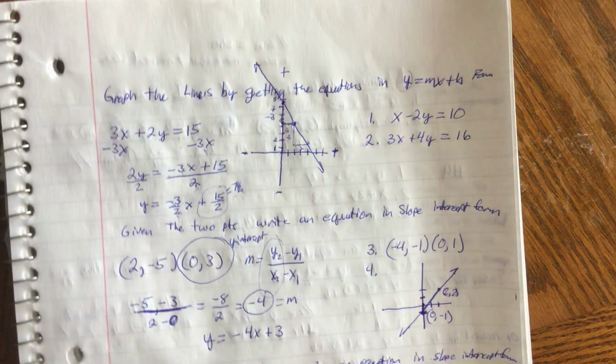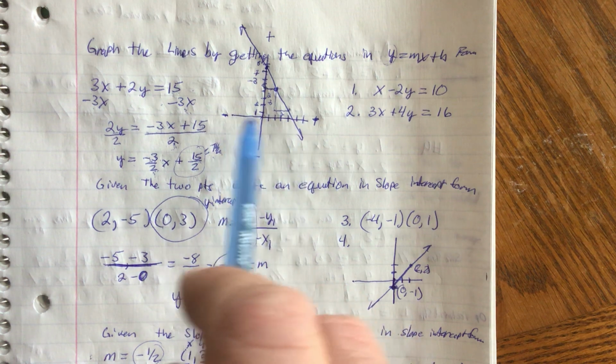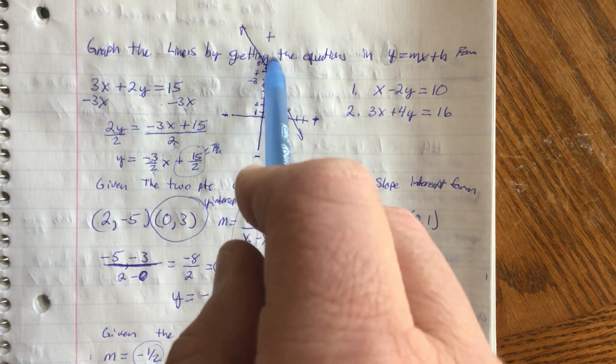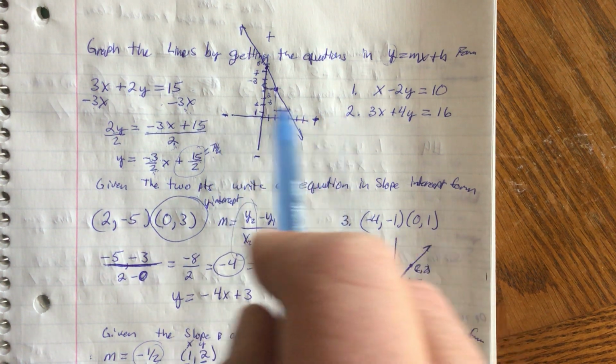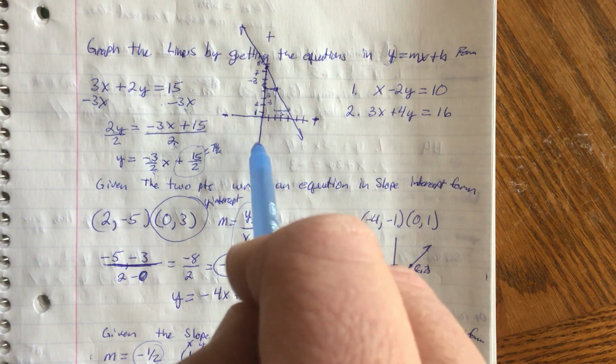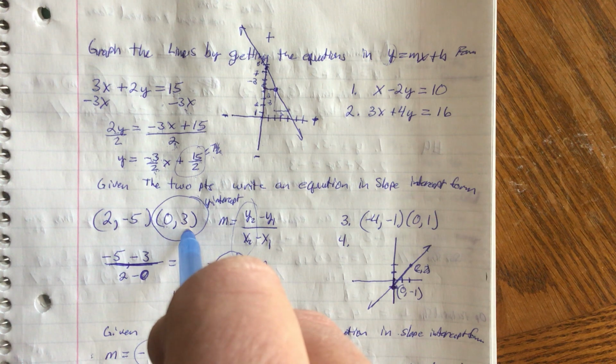Okay, next type of problem. Given 2 points, write an equation in slope-intercept form. Now in this case, one of the 2 points is going to be the y-intercept. Well, how do you know which one's the y-intercept? Well, it's the one with 0 for x. If you think about this graph right here, what is the value of x when you're on the y-axis? It's 0. So if ever there's a 0 for x, you know that's the y-intercept.